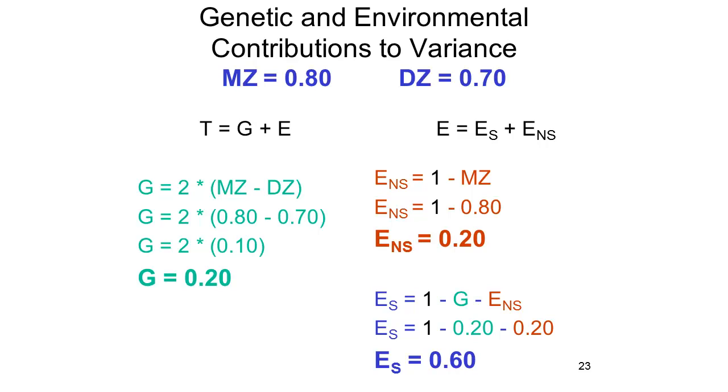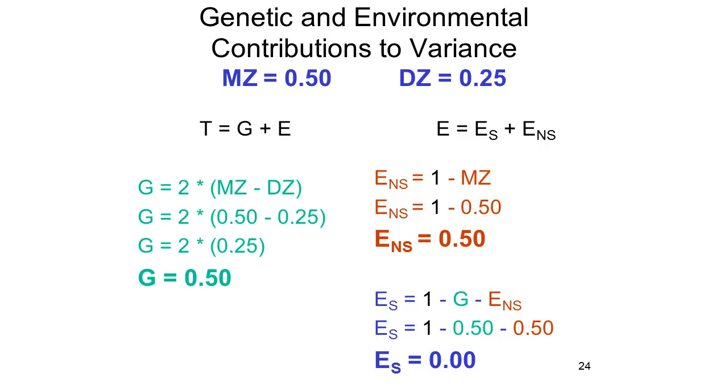Here's another one. Monozygotic correlation of 0.80, dizygotic correlation of 0.70. Double the difference, so 20% of population variance is attributable to genetic variance. 1 minus the MZ correlation, 20% of the population variance is attributable to the non-shared environment. And what's left is 0.60. 60% of the population variance is attributable to the shared environment.